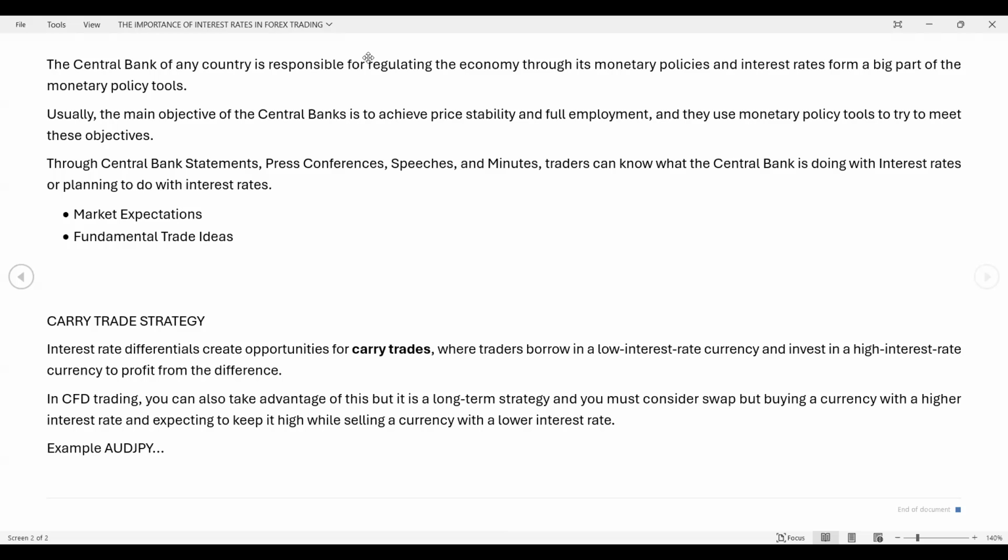Fundamental trade ideas. Now, I like this part because it also helps us a lot. What do I mean by fundamental trade ideas? Knowing what the central bank's path for monetary policy and interest rates is can help you as a trader form a medium to long-term bias for any currency or any asset.